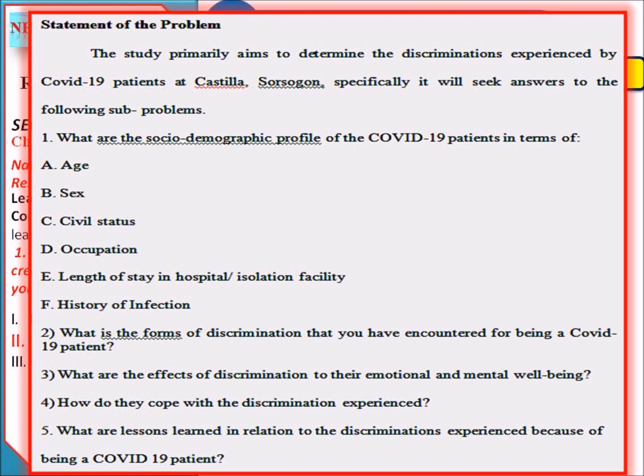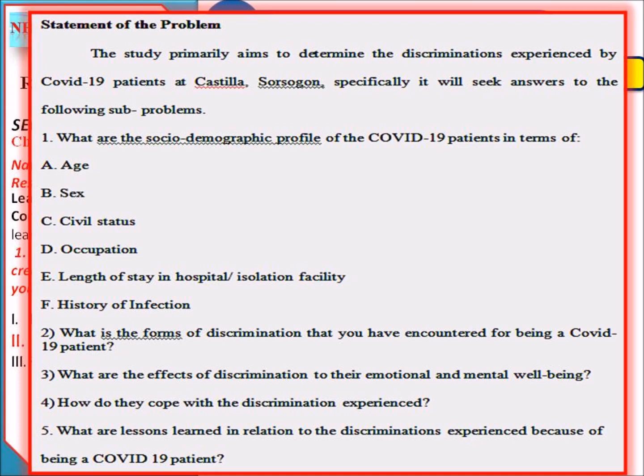focused on the context. What is the socio-demographic profile of the COVID-19 patients in terms of age, sex, civil status, occupation, length of stay in hospital or the isolation facility, and the history of infection? Number 2, what are the forms of discrimination that you have encountered as a COVID-19 patient? Number 3, what are the effects of discrimination on their emotional and mental being? Number 4, how do they cope with the discrimination experience?